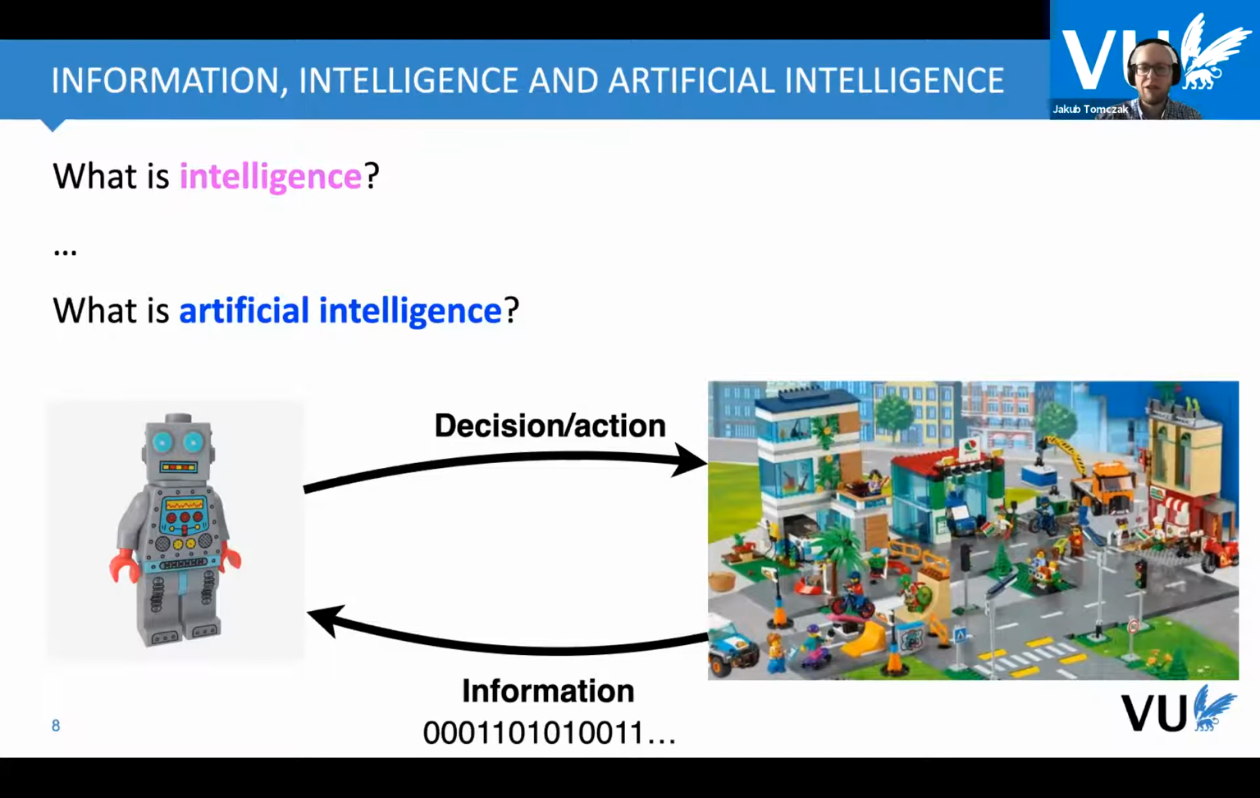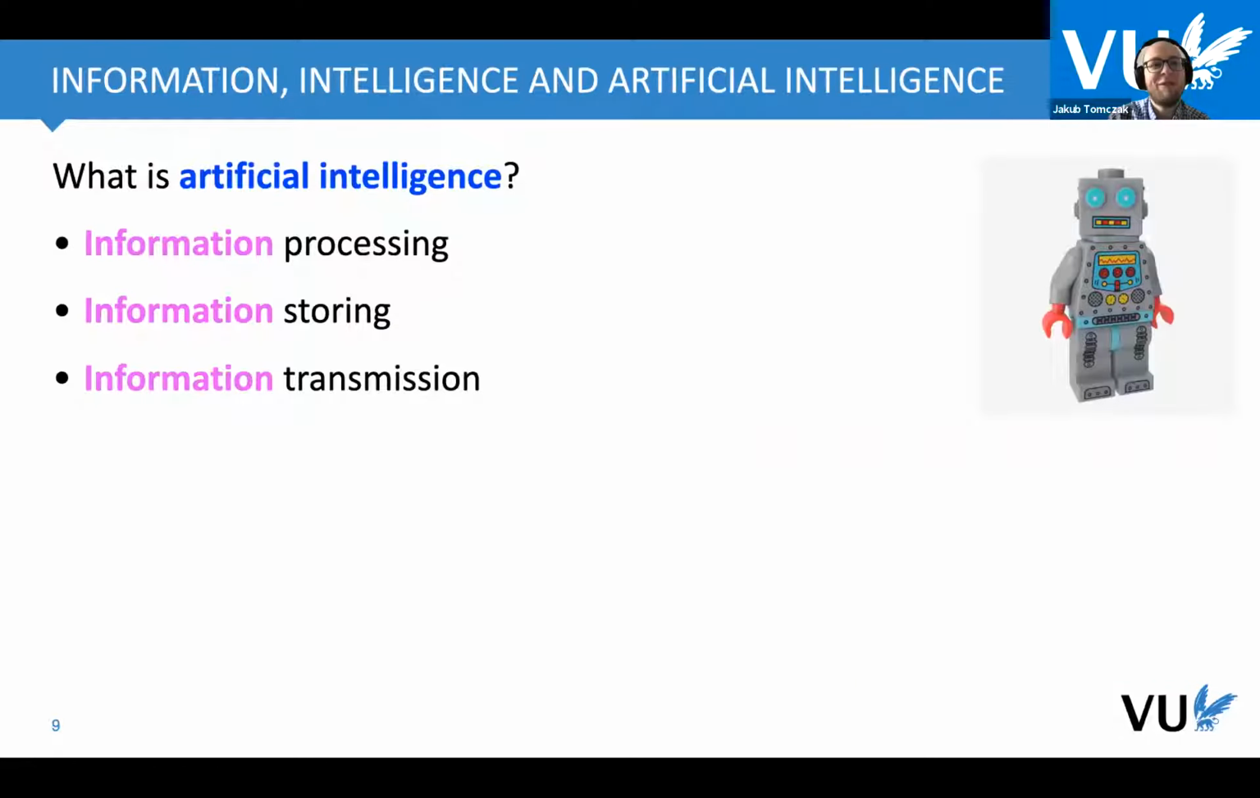All right, so this is the general framework of artificial intelligence. It's still vague. What is artificial intelligence? But this is our starting point, all right? And if we think about more specific aspects, we have information flowing from the environment, from the surrounding, and the system needs to process this information. It needs to store this information. It needs to transmit this information, for instance, for communication purposes. And of course, it needs to make some decisions.